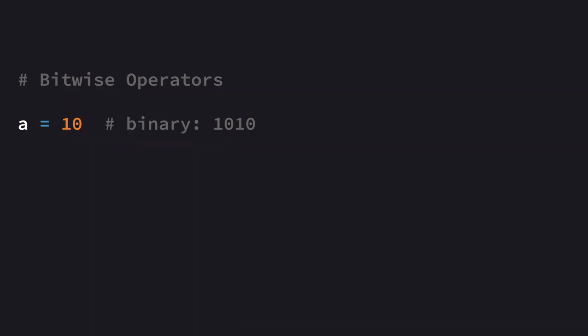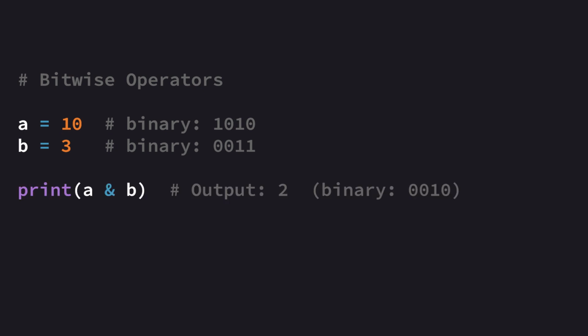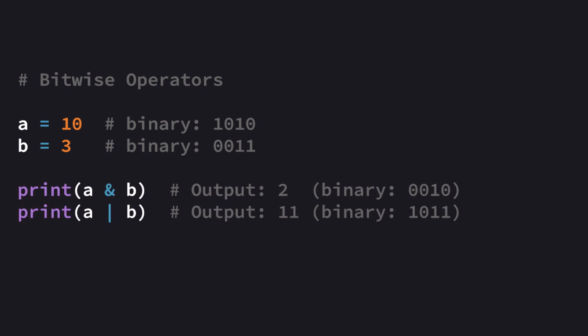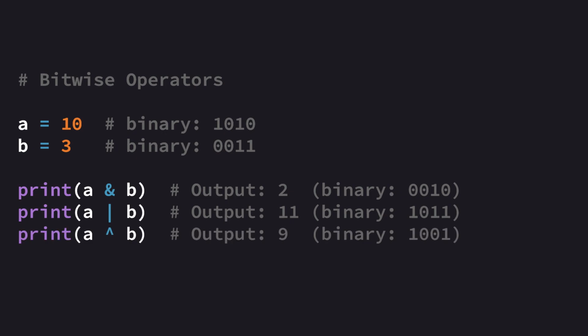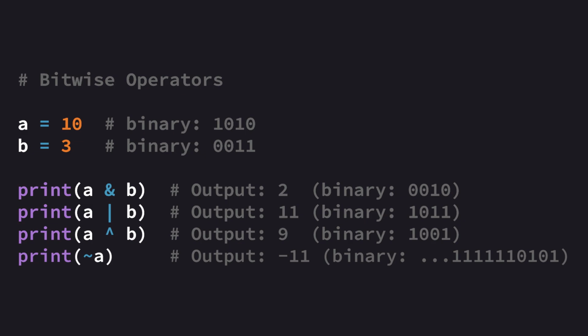In this example, the value 10 is represented by the binary value 1010, and the value 3 is represented by the value 0011. The ampersand symbol represents the bitwise AND operator. The pipe symbol represents the bitwise OR operator. Finally, the circumflex symbol represents XOR, while the tilde symbol represents NOT.